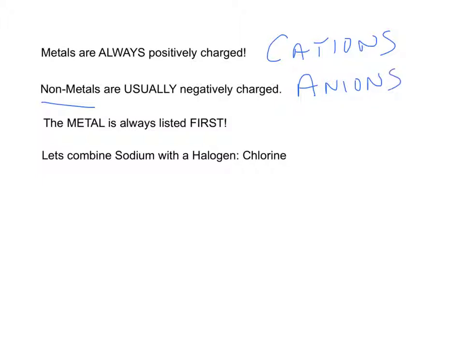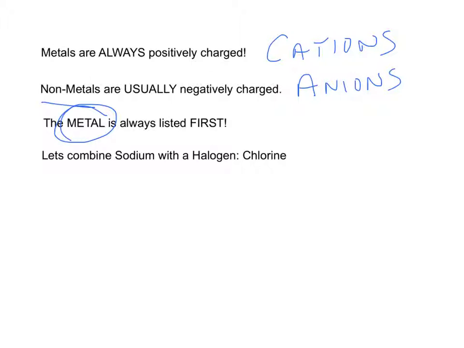When we're naming something and we're writing it down, either in the compound or the name, the metal is always listed first, always. So if you see something where the nonmetal is listed first, because it gives you two elements and tells you to put these together, always switch it back so that the nonmetal is listed last and the metal is listed first.